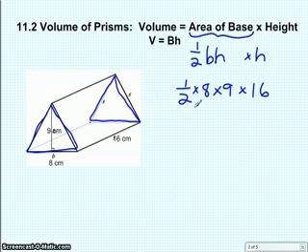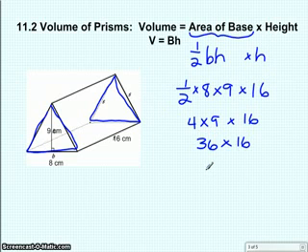Okay, so that's the first step. Let's do 1/2 of 8, which is 4. That gives me 4 times 9 times 16. 4 times 9 is 36, and when I multiply 36 times 16, I get 576 centimeters. And again, it's centimeters cubed because it's volume and it's a 3D figure. So that's using the same formula, area of the base times the height. I can find the volume of a different shaped prism as long as I remember my formulas for the bases.